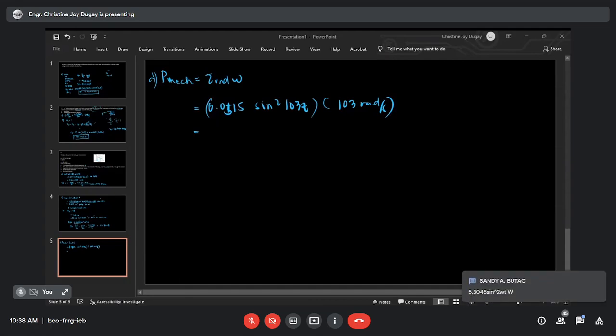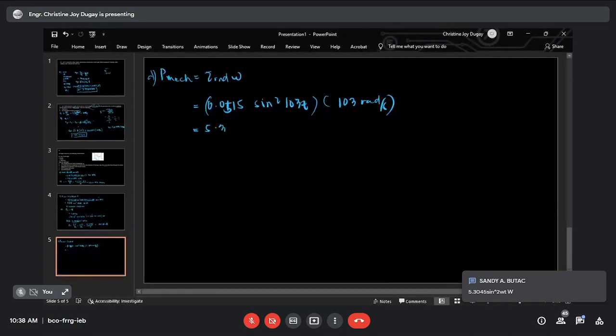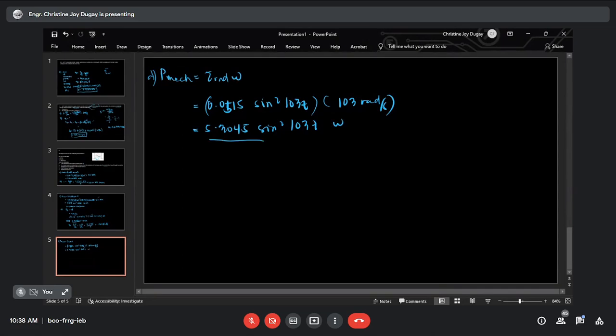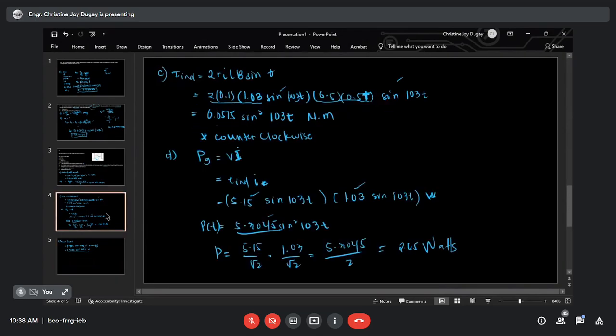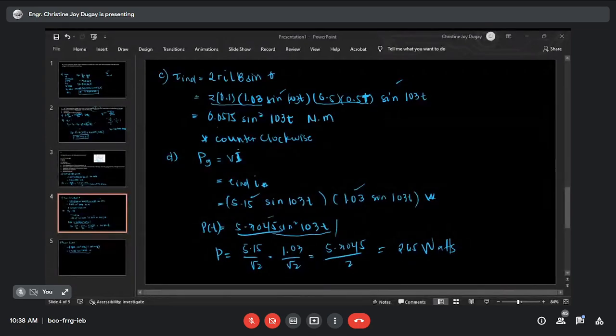So what is now the value of P mechanical po natin? 5.3045 sine squared 103t watts, no? So kung mapapansin niyo yung equation natin sa P mechanical at saka si P generated, they are equal. Bakit kaya equal sila? Wherein they are supposedly be unequal. What do you think is the reason? Bakit sila nag-equal?